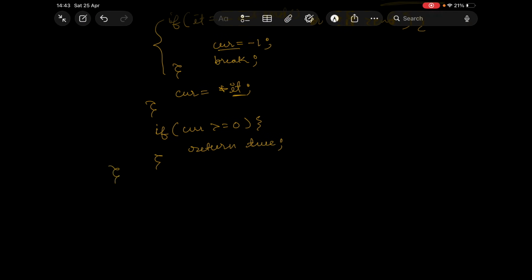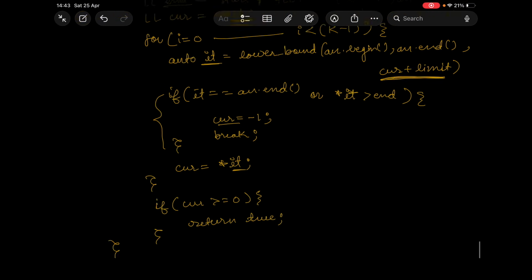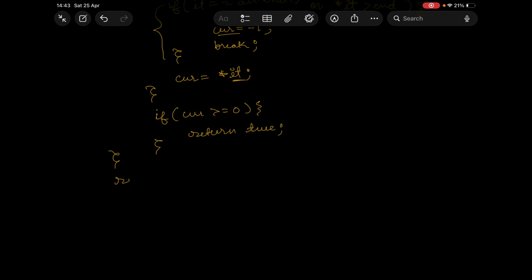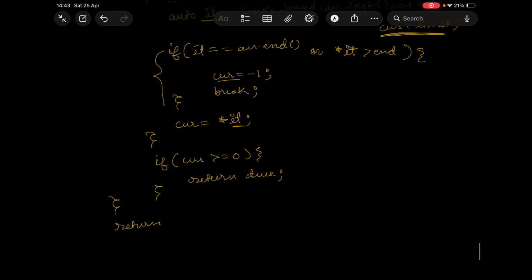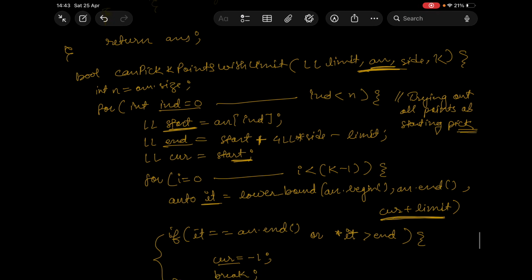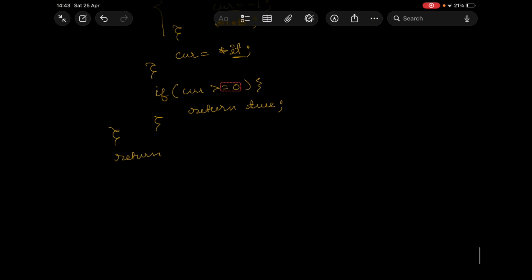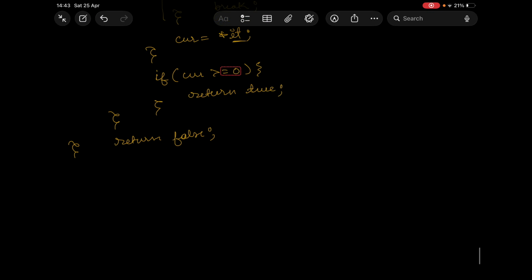And if not, then I will calculate for the next point as the starting point. If I tried all the points as starting points, and kept on finding next points from each until we could pick the k points, and if we were not able to find any such points with the current limit, then we can return false from here, saying that with this limit we were not able to pick the points. So we have to further reduce the limit so that we would be able to pick k points. Okay, so this is the approach for this.